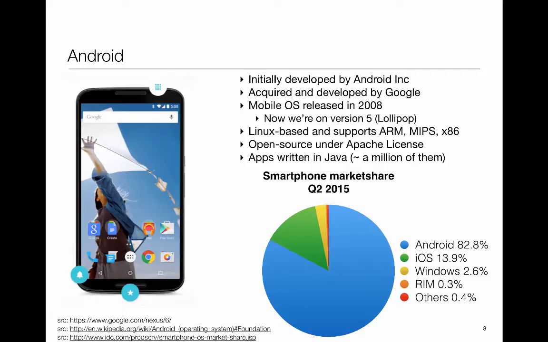The apps are written in Java, and there are about 1 million of them. I'm sure right now the number of apps on the Android market has surpassed this number. So here is a figure of smartphone market share in the second quarter of 2015. As you can see, Android is taking about 83% of the market share, which is very huge. Maybe you don't feel that way here, but in developing countries like China, Android phones are taking a big market share in recent years, and are squeezing the market share of iOS as well.